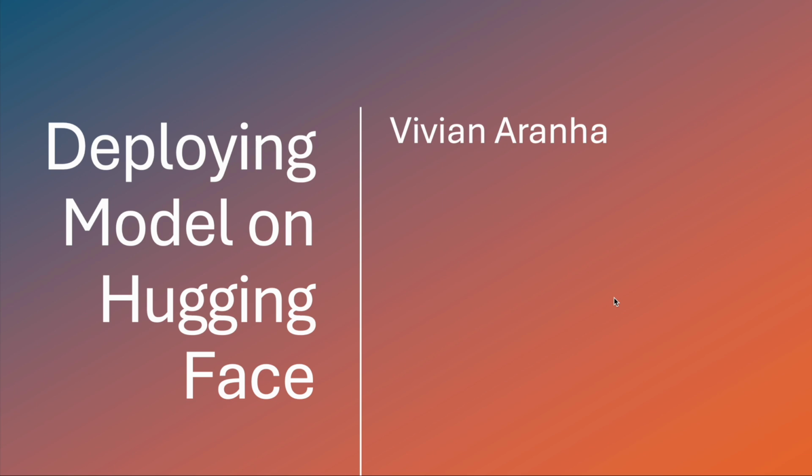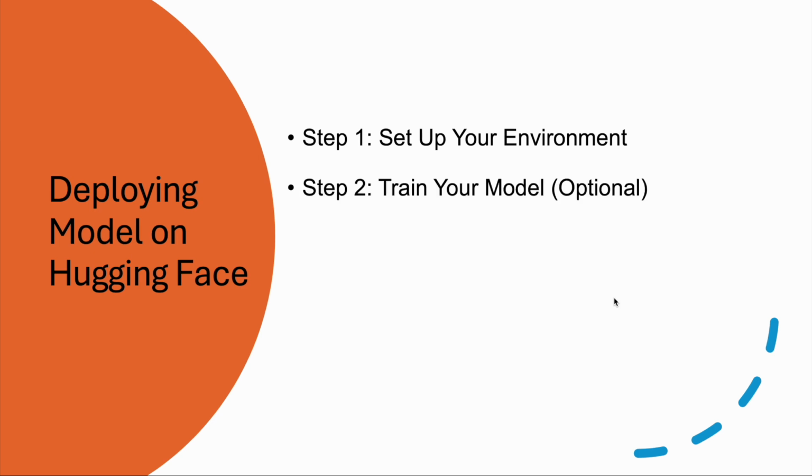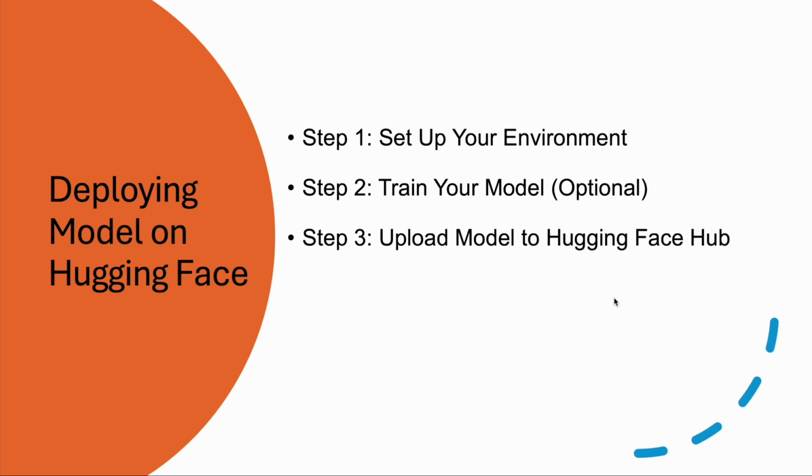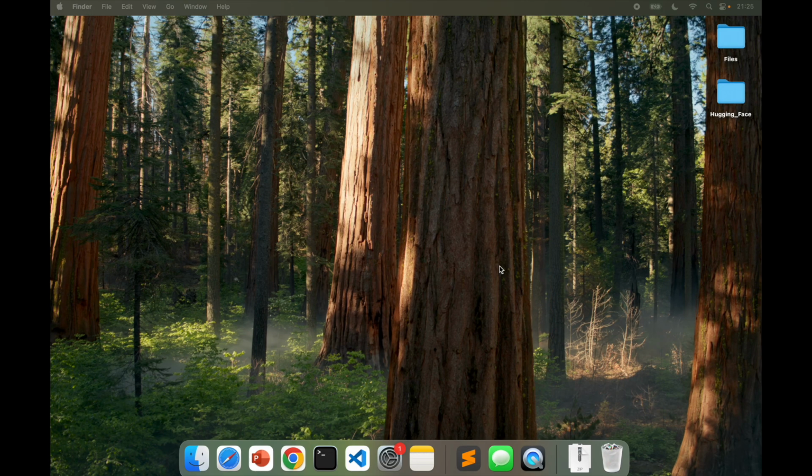This video has only two slides, this one and the next one. Then it's a complete hands-on video where we will be only looking at how to deploy a model on Hugging Face. The steps that we will follow include: first, we will set up your environment. Next, you'll train your model, which is optional because if you already have a model, you can directly jump to the third step, which is uploading your model to Hugging Face Hub. And finally, we will use that model from the Hugging Face Hub. So let's get started. Step one is to set up your environment.